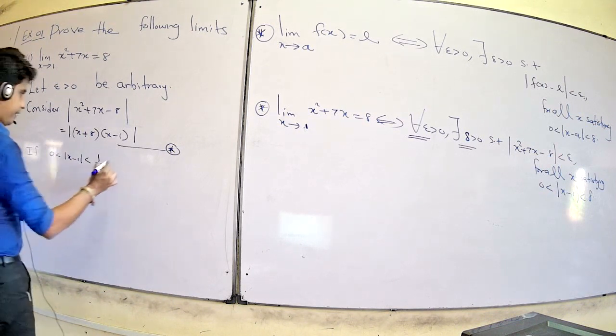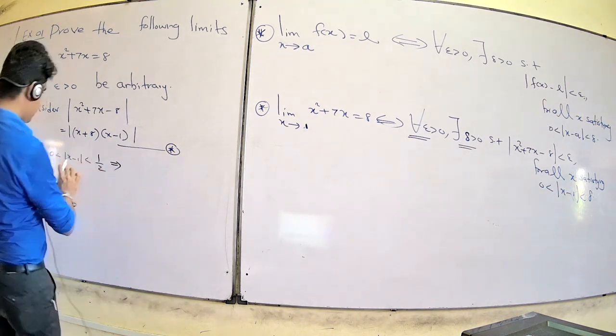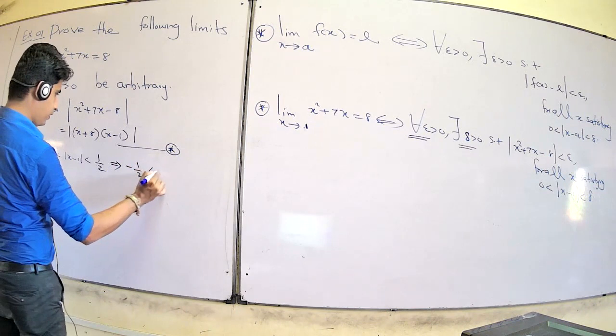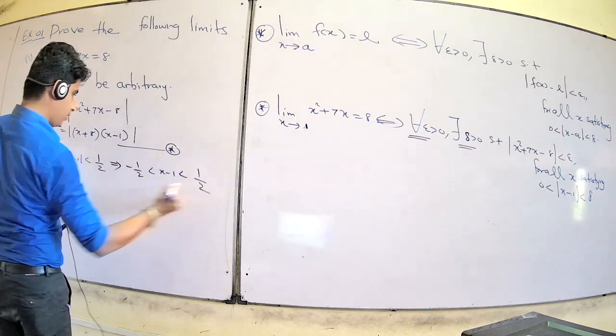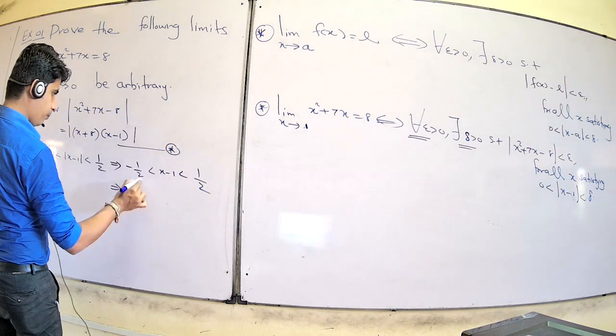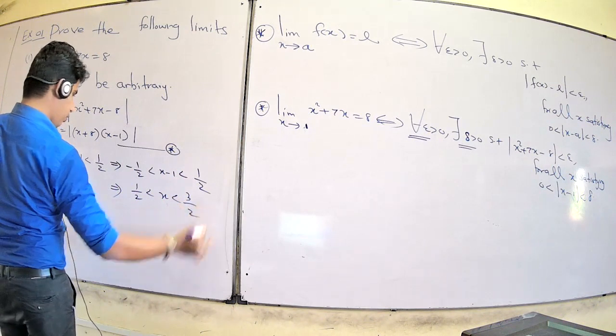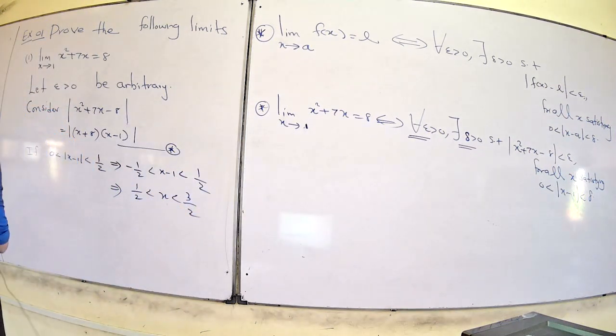Then you can find the x value, right? We can release the modulus, then you will get the values of x. What is the value of x? You release the modulus, we will get minus half less than x minus 1 less than half. You simplify this one, we will get here 1 plus 1/2, x less than 3 by 2.